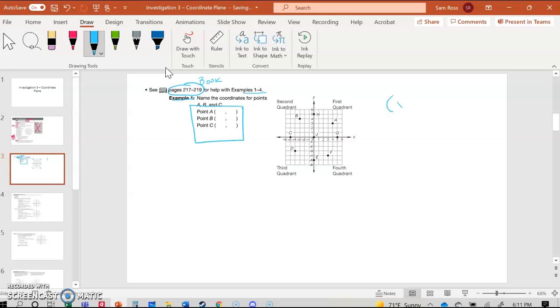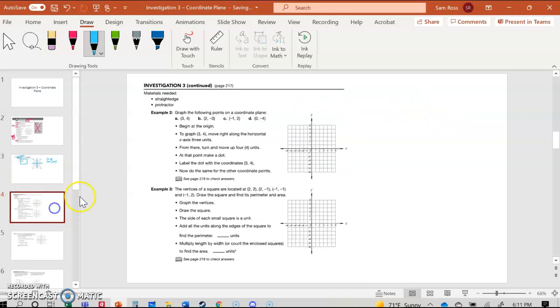Now, when you're given coordinates, you're given the x coordinate first, and then the y. So you run before you jump. Okay? So you'll need to fill that out. If you have any questions about that, let me know.